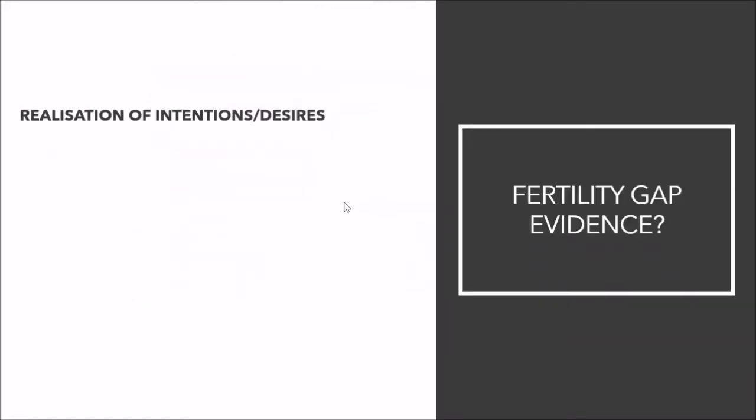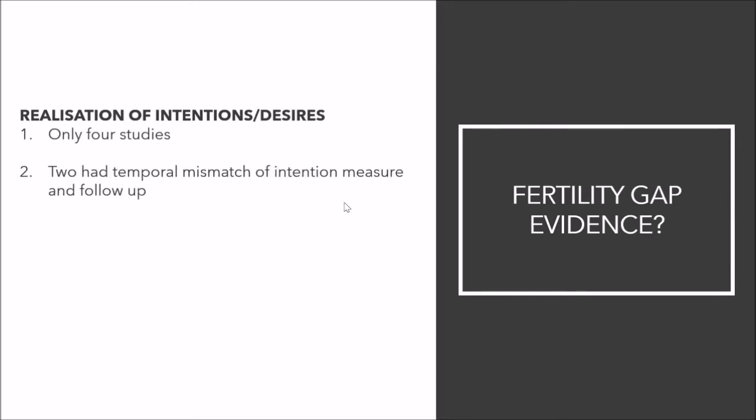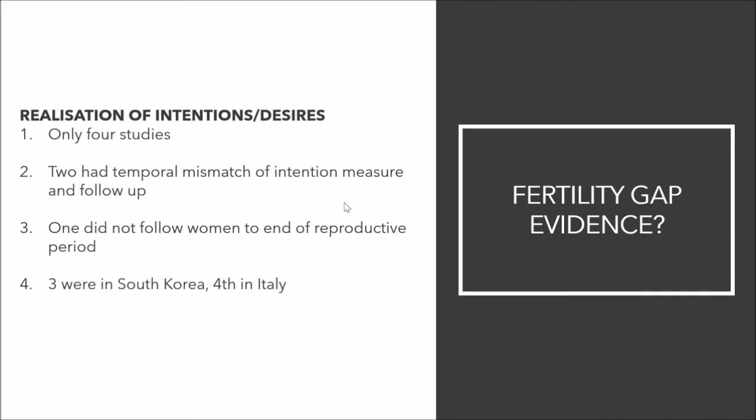However, focusing just specifically on the papers that looked at realisation of intentions or desires, I found this area of the literature to be quite lacking. Firstly, there were only 4 studies, as I said. 2 of these had issues with how they built their conceptual framework. For example, they would look at someone's ideal family size and then only follow them for 3 years, which obviously has a bit of a censoring issue, because you're not going to observe whether they completed that intention throughout their life. Similarly, one did not follow women to the end of their reproductive period, despite having the correct measures. And finally, this was a very select group of studies. Most were from South Korea and one was from Italy.